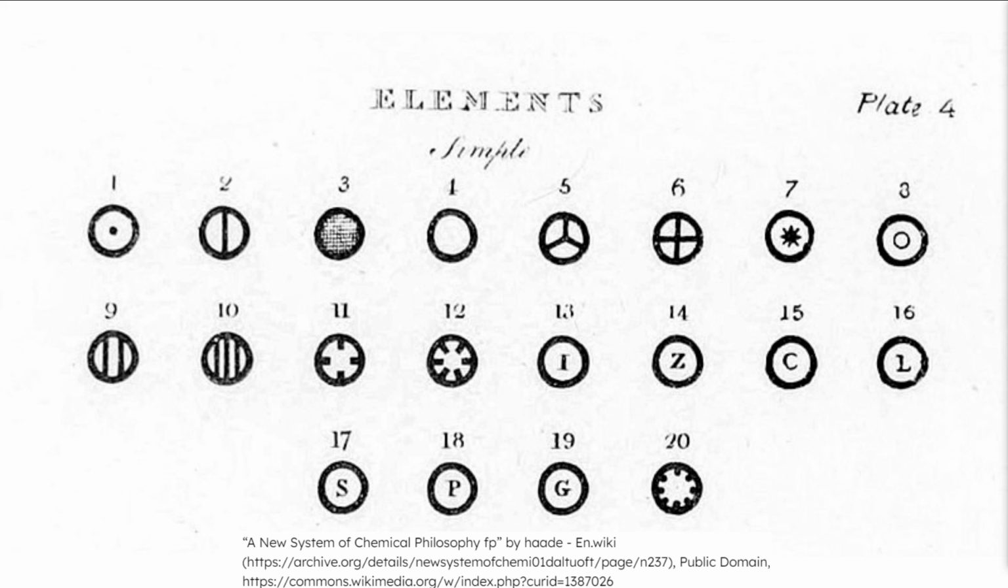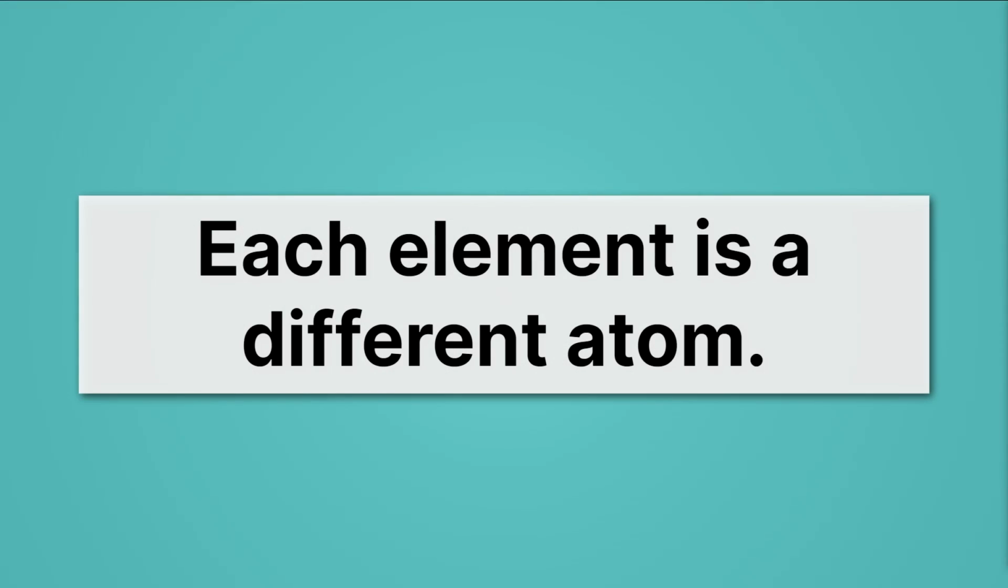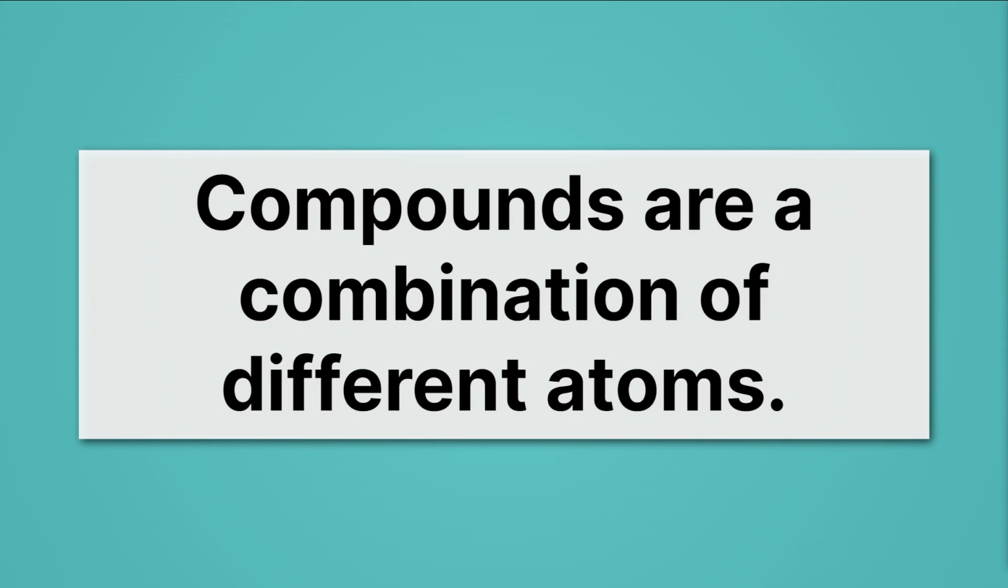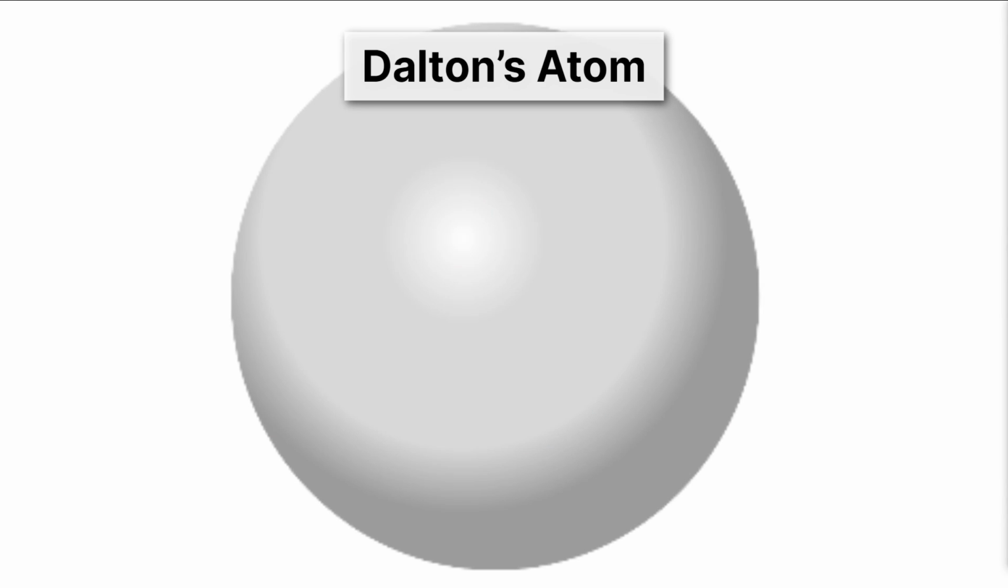And here are his original drawings that represent 20 different atoms, 20 different elements, 20 different building blocks of the world around us. So each element is a different atom, and that's how we get different things around us. Dalton said we could combine these together in groups of two or three or more, and when we combine these different atoms, we get compounds. So compounds are a combination of different atoms.